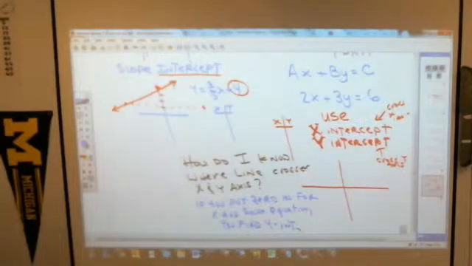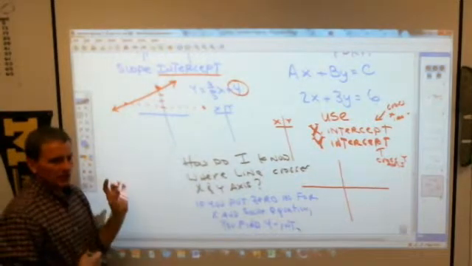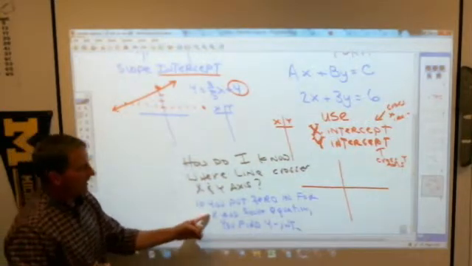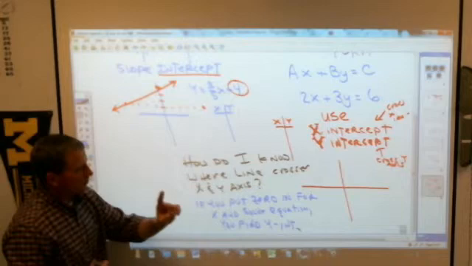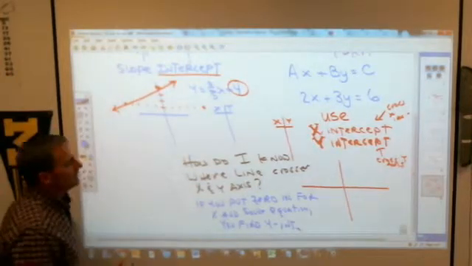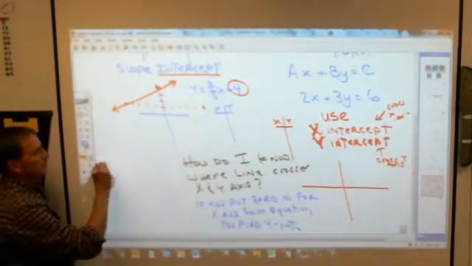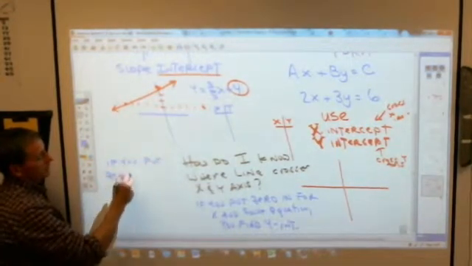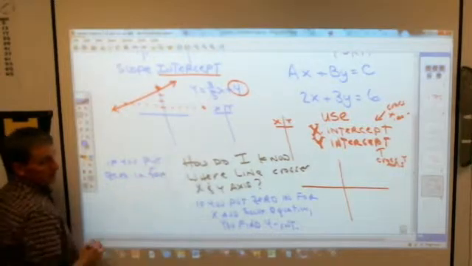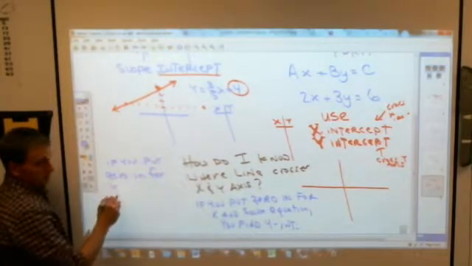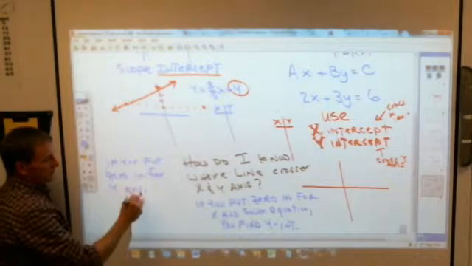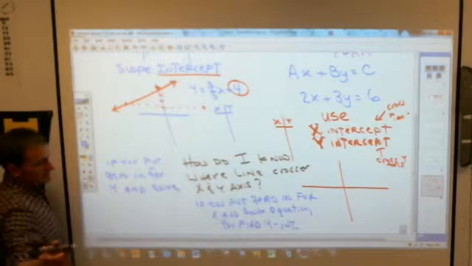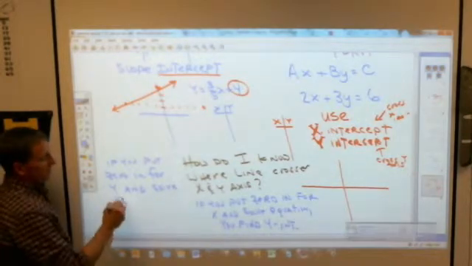Alright, before I tell you what that means, think about this. Let's see if you can figure this out. If you put 0 in for x and solve the equation, you find the y-intercept. Guess what? If you put 0 in for y and solve, guess what you find? Somebody? X. You find the x-intercept.